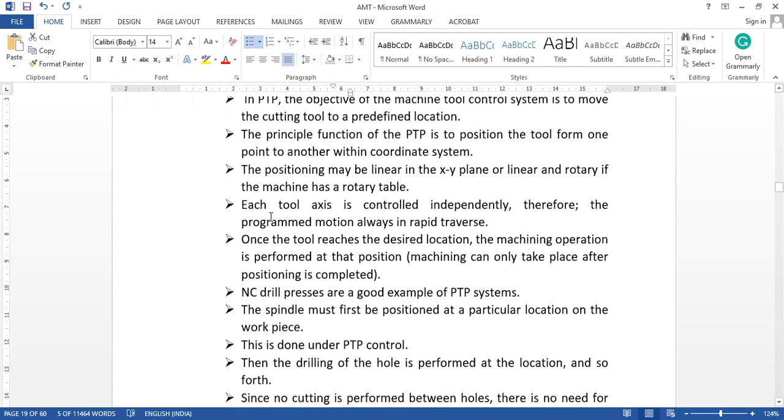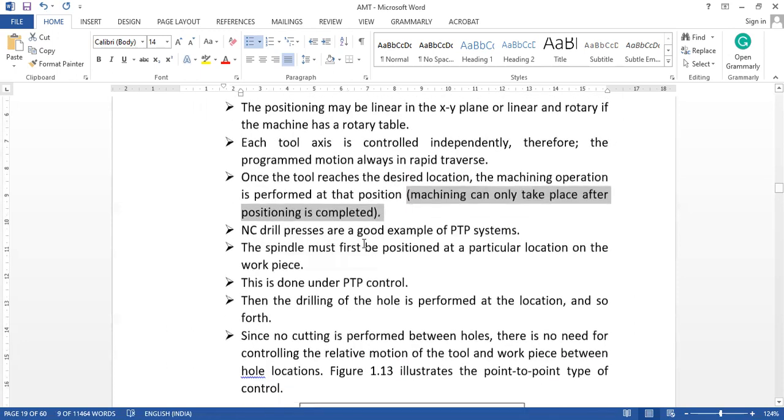Each tool axis is controlled independently, therefore the programmed motion is always in rapid traverse. Once the tool reaches the desired location, the machining operation is performed at that position. Example: drilling operation. Drilling is an example of PTP. Machining can only take place after positioning is completed. In between there is no machining. That is the specialty of PTP.